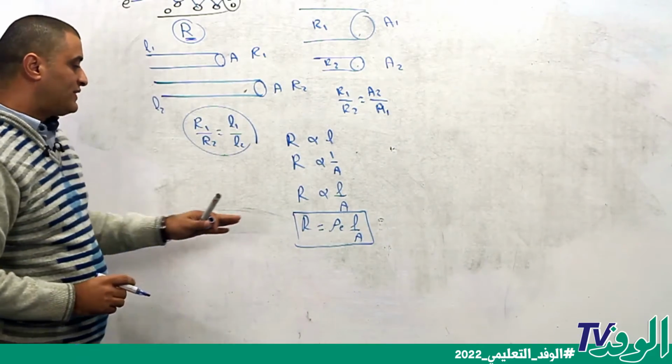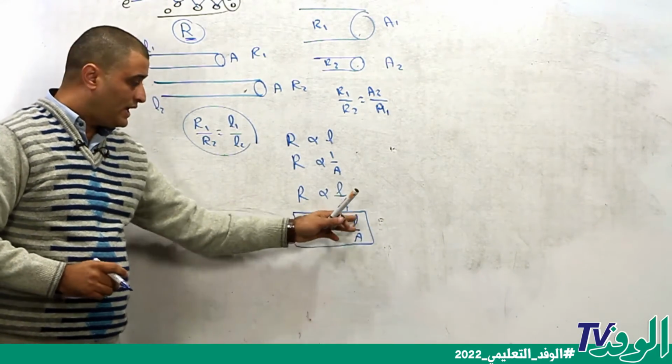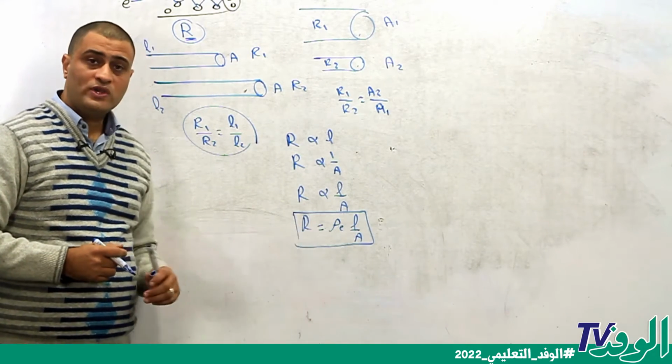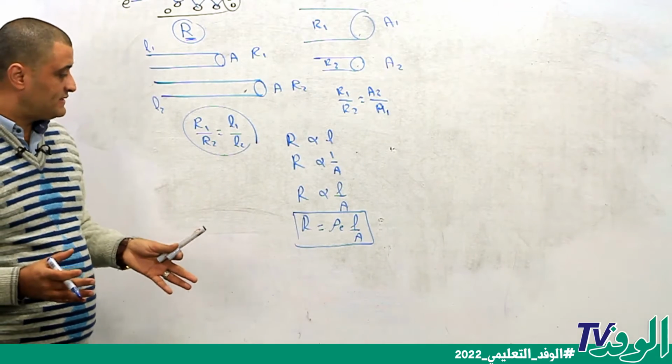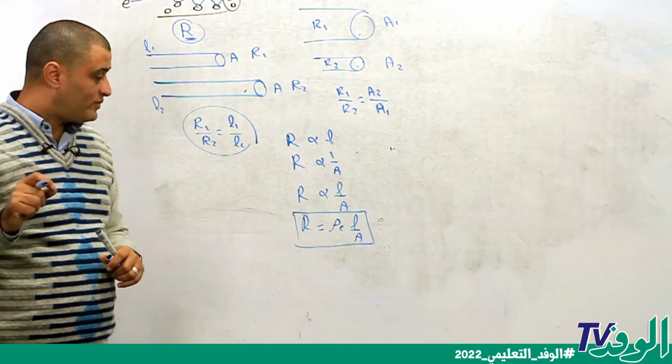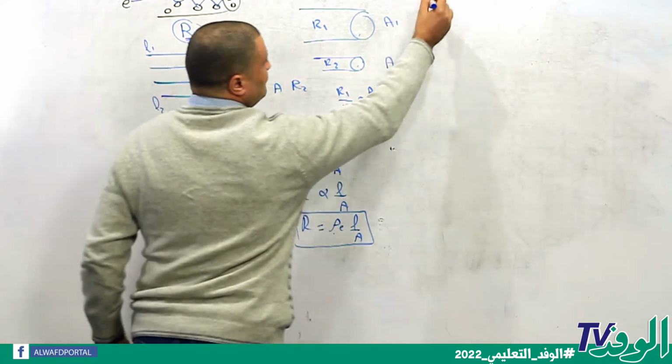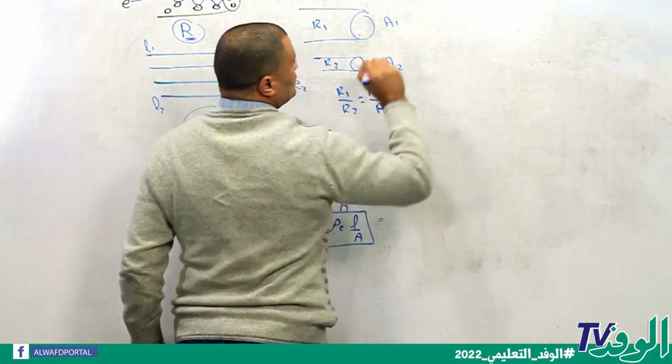Okay, we have three factors: L length, A area, and rho. Rho is the resistivity, which depends on the type of material. Here are the factors affecting rho. Rho depends on two factors.